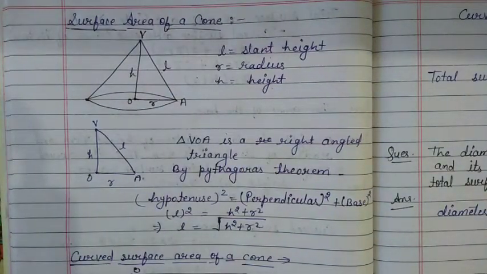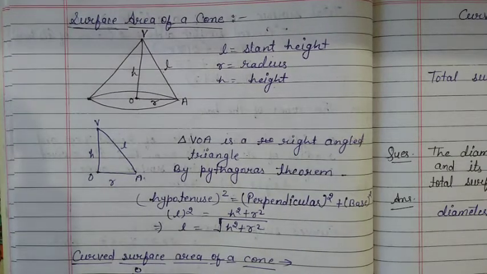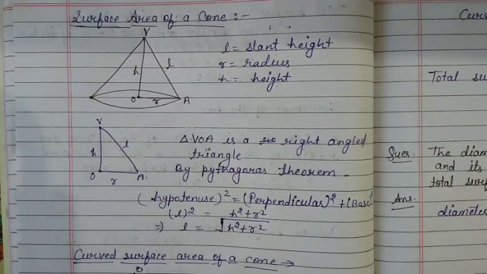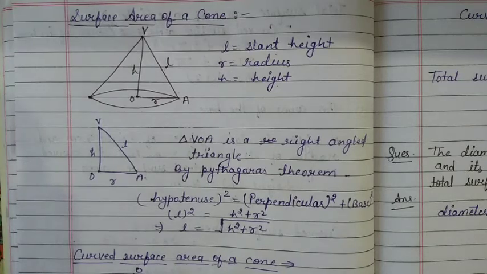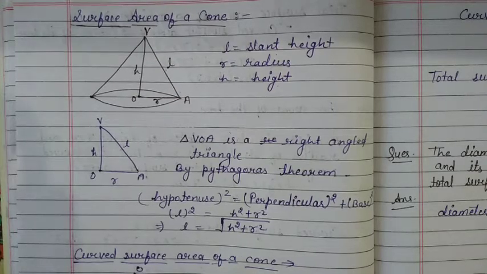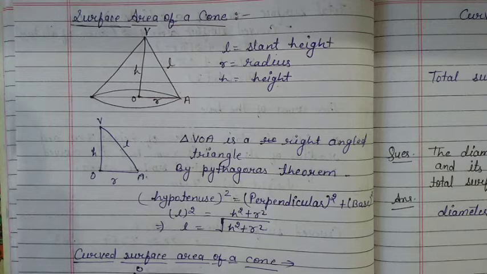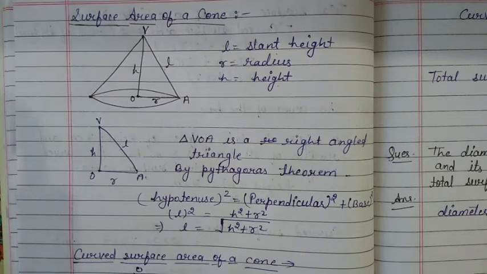Students, to find the curved surface area of a cone and the total surface area of a cone, we need to know its slant height. If the slant height is given in the question, then we put that value. And if the height and radius are given in the question, then we have to derive its slant height. So how will we derive the slant height?